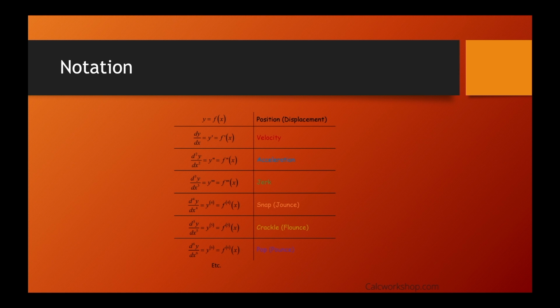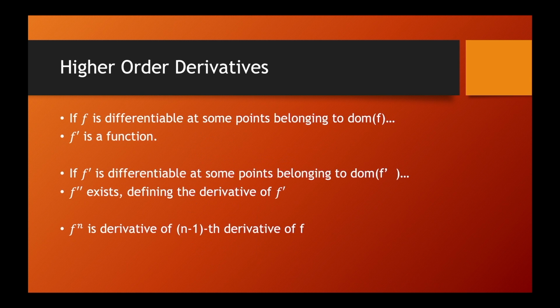And we can see in this table the notation of these higher order derivatives and what they're used for. So we can see velocity for the first, acceleration for the second, and then we can see jerk, snap, crackle, pop for all the other higher derivatives. They have many uses in real world applications that we will discuss later.